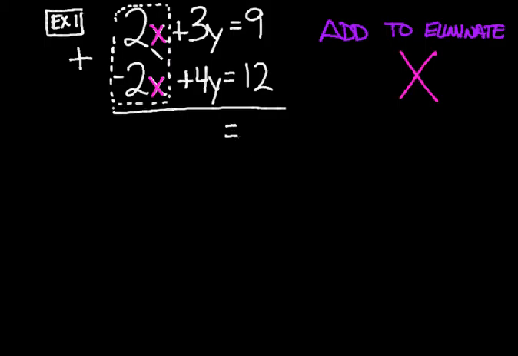All right, so here we got 2x's minus 2x's makes 0x's. I'll write it, but it's going to go in a second. Here we got 3y's and 4y's makes 7y's. And on the right-hand side, we got 9 plus 12 makes 21.